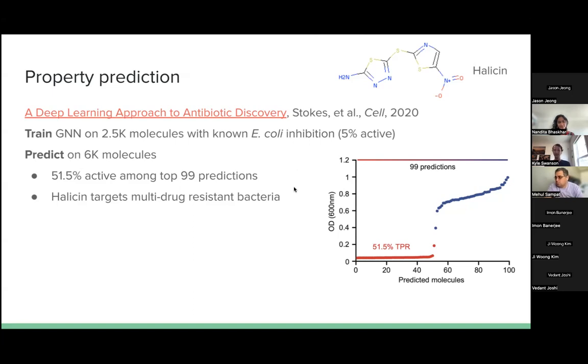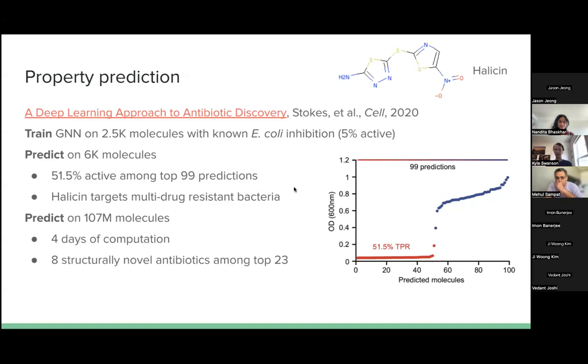But we wanted to demonstrate that you can actually go even beyond what someone could do in the wet lab. You could imagine someone could take 6,000 molecules, put them through a high throughput machine and actually test all 6,000, but it'd be much harder to do at a larger scale. So to demonstrate this, we took our graph neural network and made predictions on 107 million molecules, which would be extremely hard to do in the wet lab. For us, we could do that in just 4 days of computation on a couple of GPUs. We went through the same process, made predictions on all 107 million, and ranked them by predicted antibiotic efficacy. In this case, we tested the top 23 and found 8 structurally novel molecules that seemed to work in the wet lab. So this is very exciting for us.